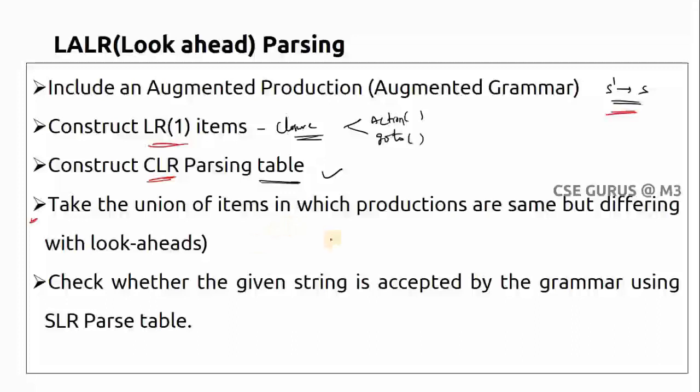Take the union of items in which the productions are same but differing with look aheads. So when the productions in one item are all the same compared with another item, but they are differing with look aheads, then you have to union them. How to do that we will see. First we need to complete the CLR parsing table process. After completion of the CLR parsing table process, then you have to check this.